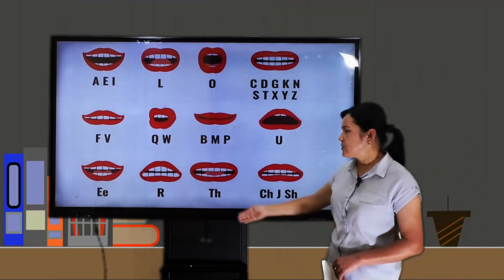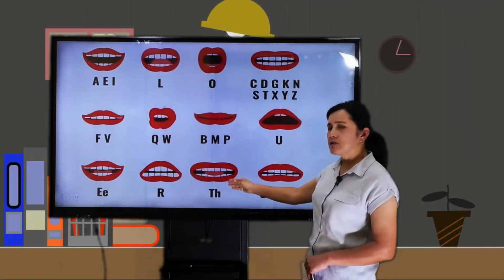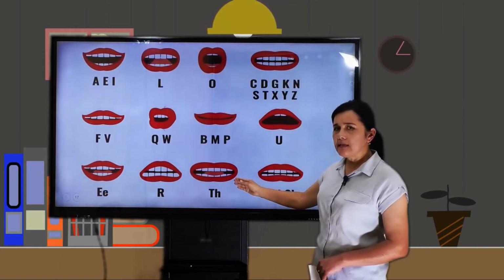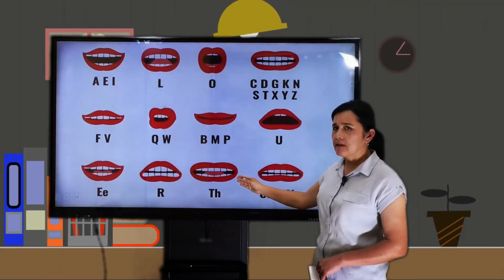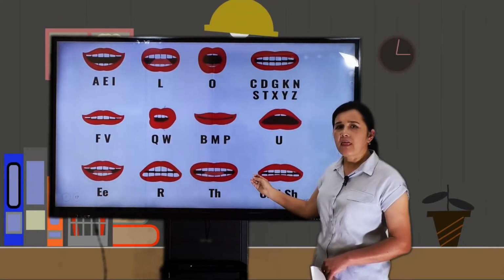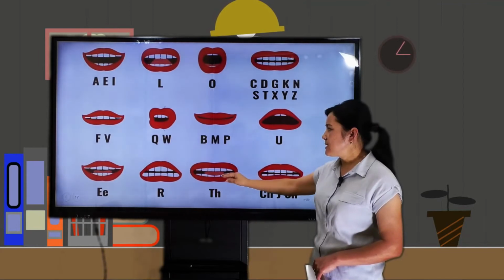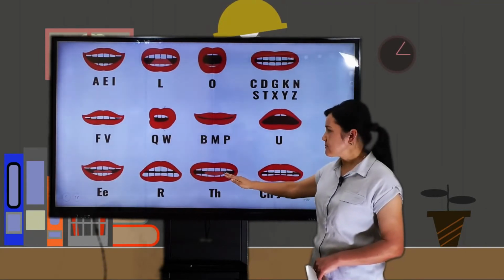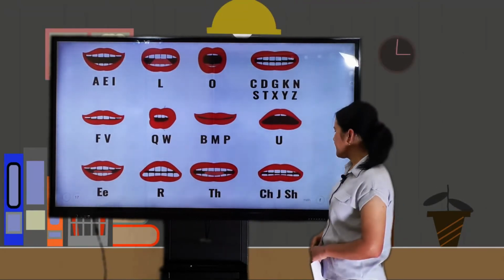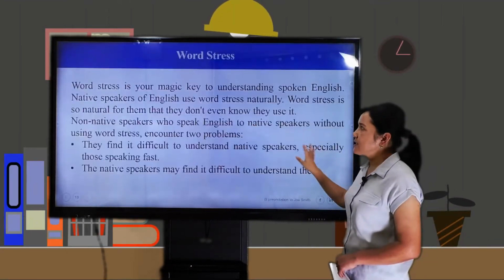And pay attention to the mouth position of the sound th. As you know, the letter combination th gives two sounds, the and th. As you've seen here, there is a tongue. So th, the. You can use this diagram, this picture.